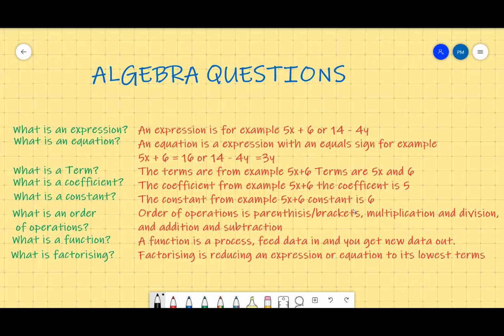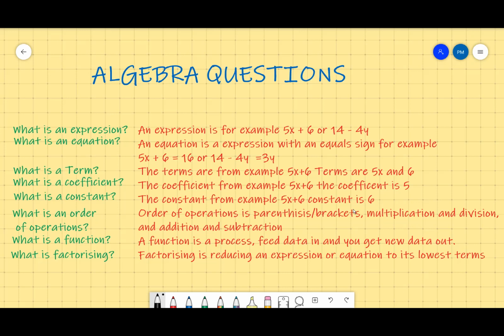So let's look at the first one. 5x plus 6 equals 16. Can you do this in your head? It's a very simple algebra question. So we've got 5x plus 6 equals 16. What can we do or take away from each side to reduce it? We've got a 6 on one side and we've got a 16 on the other side. So how about removing 6 from each side?